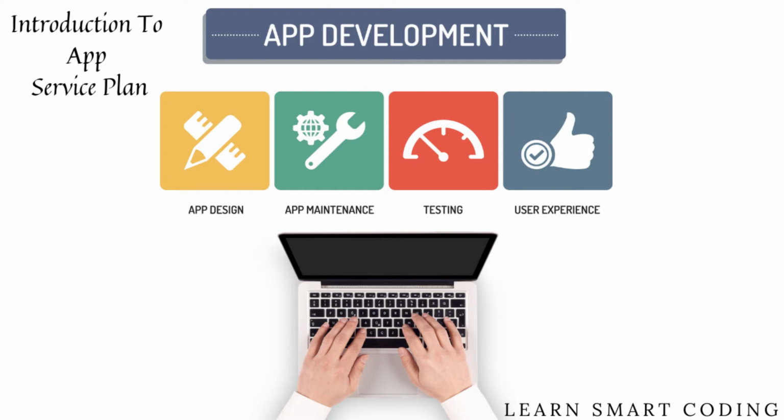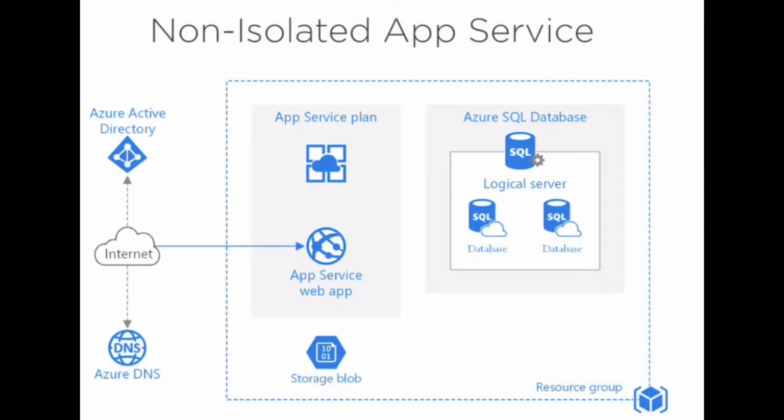There are two different types of app service plan that you really want to know. One is non-isolated and one is isolated. First, let's cover what is non-isolated and then we'll go from there. So here on the screen, I have taken an architecture diagram from the Microsoft website which shows the non-isolated app service environment. Here if you see, we will have an app service plan, and under the app service plan, you will create an app service web app. There could be more than one app service web app within a given app service plan.